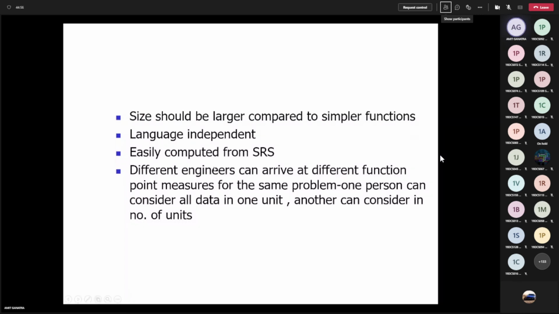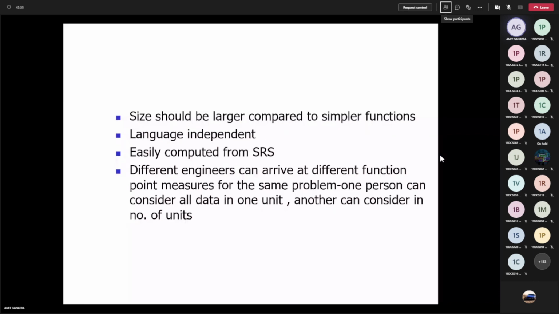Right. So here the size should be larger compared to your simpler function. It is language independent. When you are using function point, we are not talking about Java, C++, .NET. It's language independent. You can easily compute it from your SRS. But again, you are aware that as per perception, different engineers may come up with different function point measures for the same problem, because one person can consider all data as one unit, another can consider it as a number of units. So these are all the problems with function points or feature points.